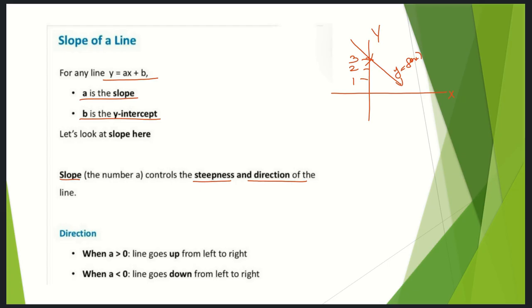Now we have a relationship between the sign of a and the slope. If a is greater than 0, the line goes up from left to right. If a is less than 0, the line goes down from left to right. Now you just learn it, just hear it. We will move into further examples while doing the problems.